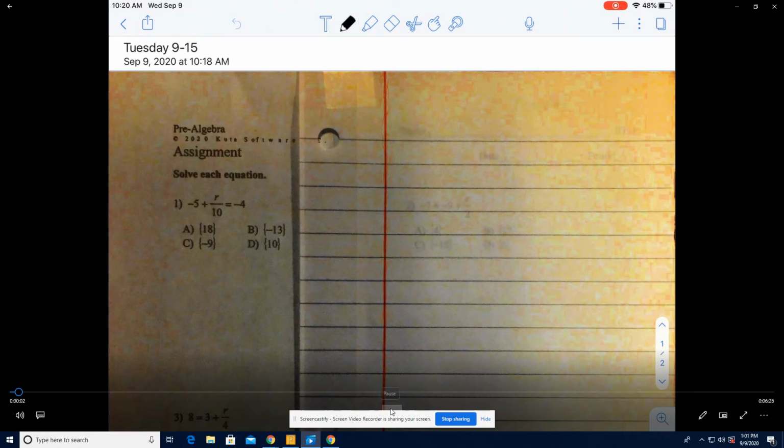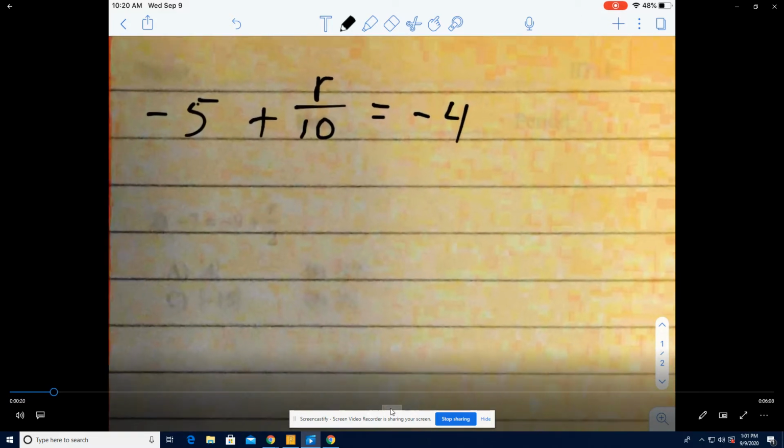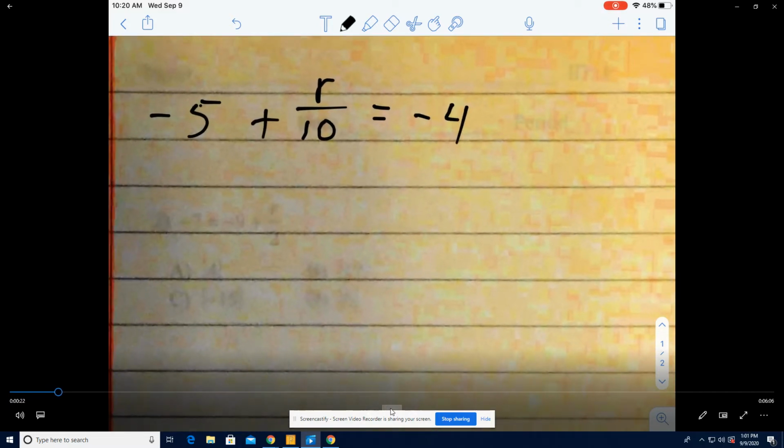Hello, today is the second day of two-step equations. We're going to do them the exact same way. So the first problem says -5 plus r over 10 is equal to -4. So again, my first step is going to focus on doing subtraction or addition, whichever one comes first, left or right, to undo the problem, and then multiplication or division, left to right.